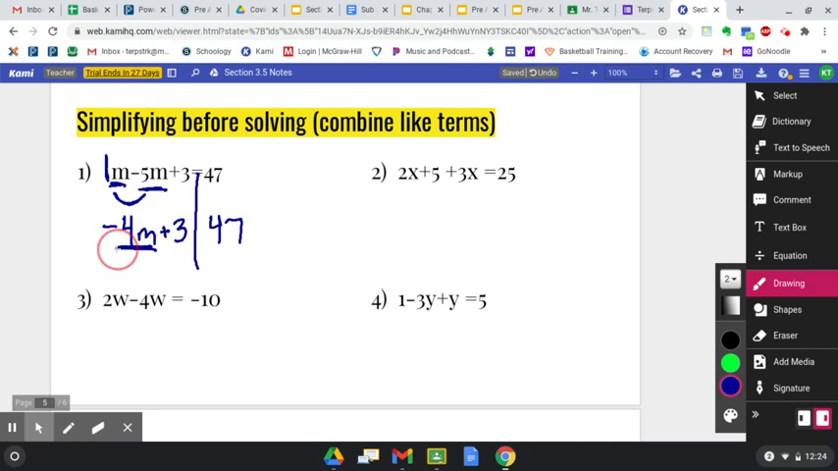So here's my variable. I have to get rid of the number term first. So what would I do to get rid of a positive 3? Do minus 3. So I have negative 4 times m, that cancels, equals 47 minus 3 is 44. The inverse of multiplication is division. So I'm going to divide by negative 4. That cancels. 44 divided by negative 4. I should end up with m equals negative 11.